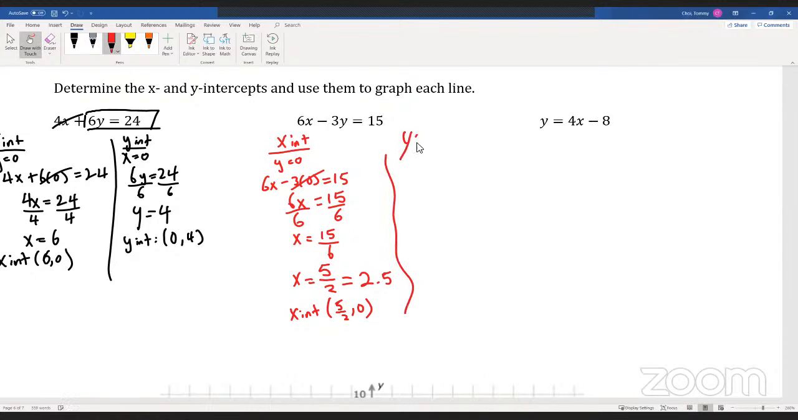Now for the y-intercept, we're going to be doing x equals 0, and we can say 6 times 0 minus 3y equals 15. 6 times 0 is gone.